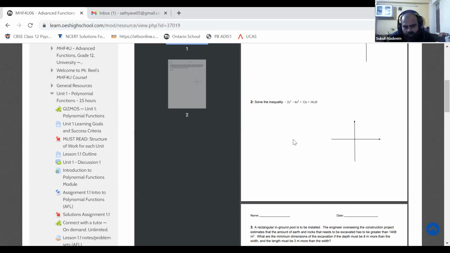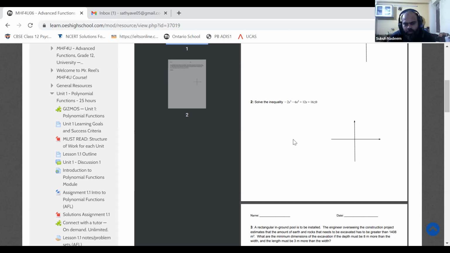So this is not factorized. So first you have to factorize it. For that you have to use again the concept which we did earlier, that the factors of constant divided by factors of leading coefficient. 16 is the constant, so its factors will be 1, 2, 4, 8, 16. And the factors of 2, the leading coefficient, are 1 and 2.